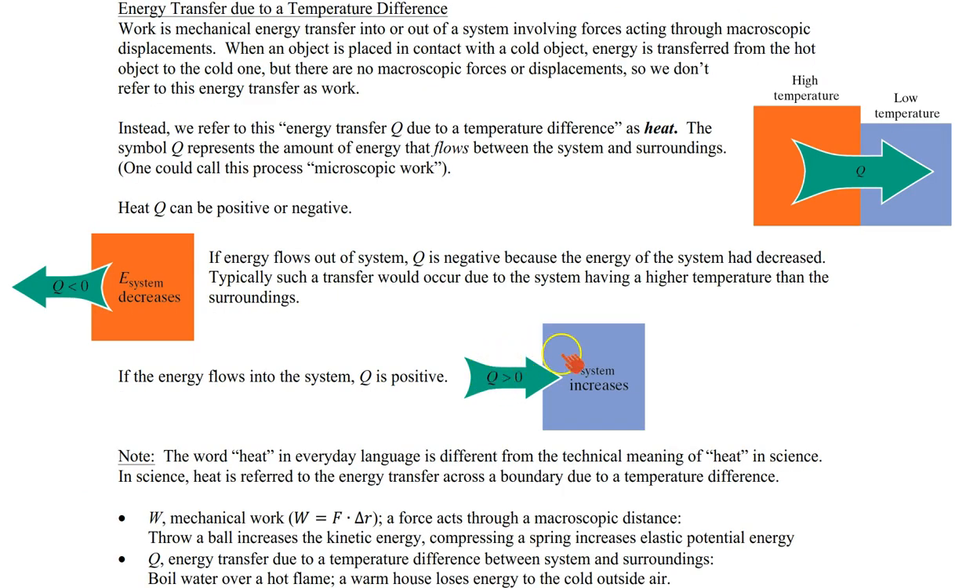If the heat flows into the system, then we note that heat is positive because the energy of the system is increasing. If the heat is flowing out of the system, then we're losing energy in the system, so the heat Q is now negative.